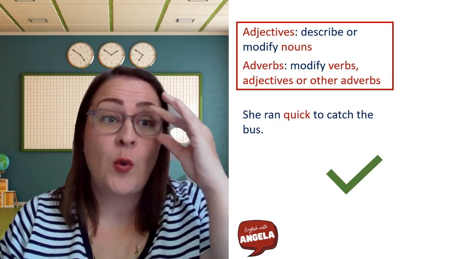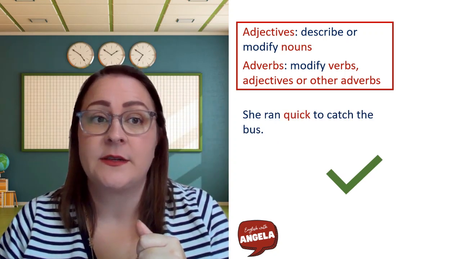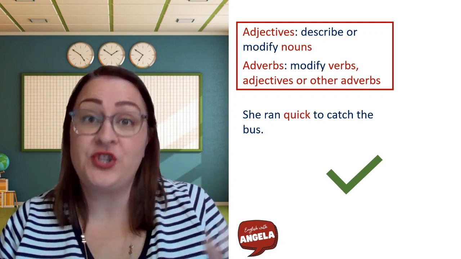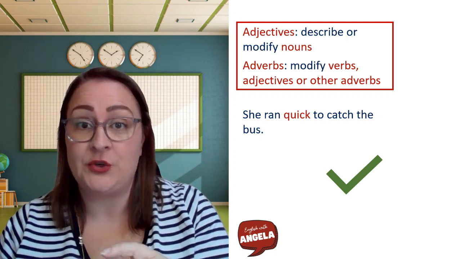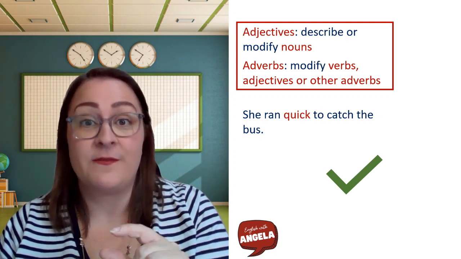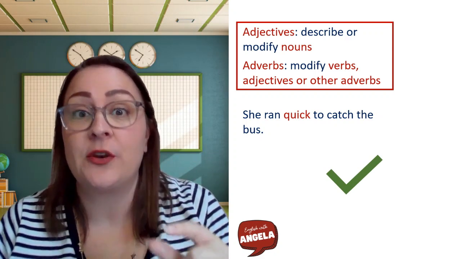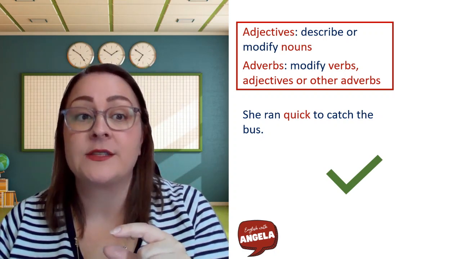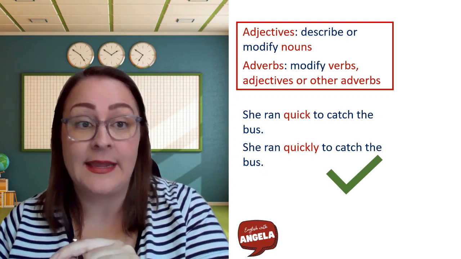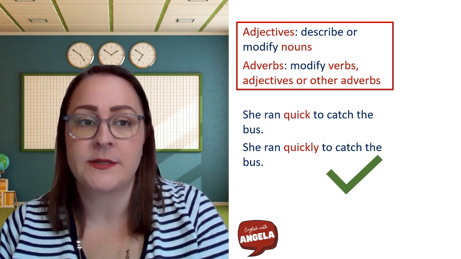How about this one? She ran quick to catch the bus. Am I describing she, or am I describing the verb, what she's doing? The verb. I'm saying how she ran, because she could have ran slowly, but instead she ran quick. So I need to say she ran quickly to catch the bus.